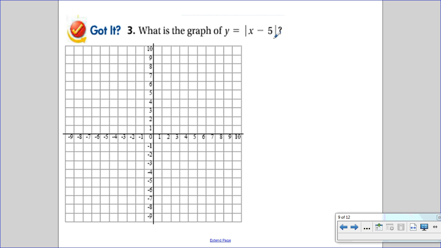This is minus 5, which means it's to the right 5. So you go over 5. And there's your graph.